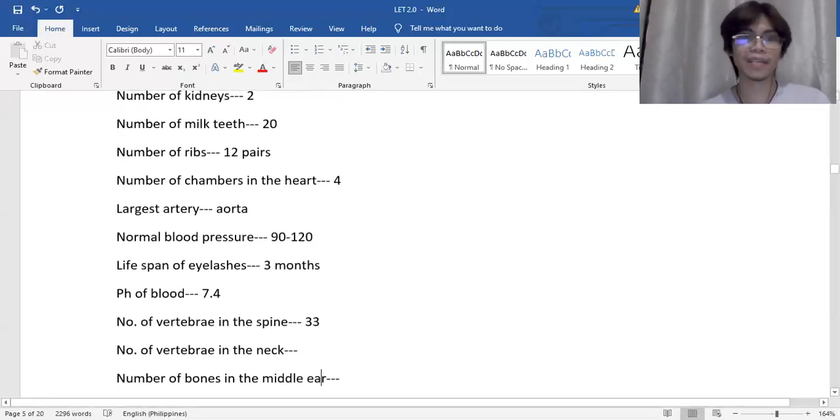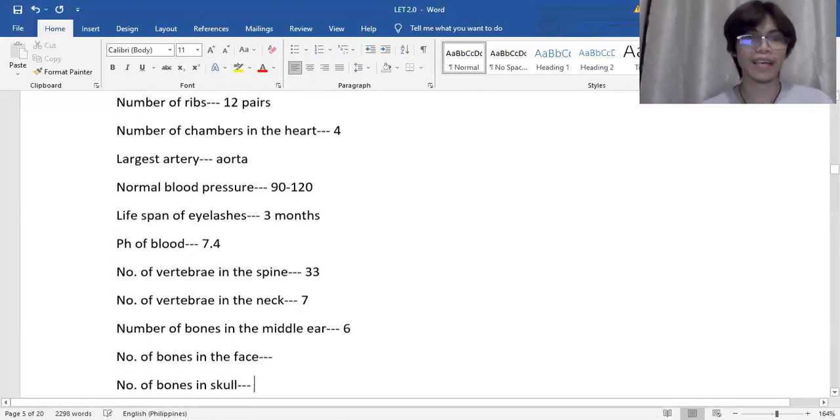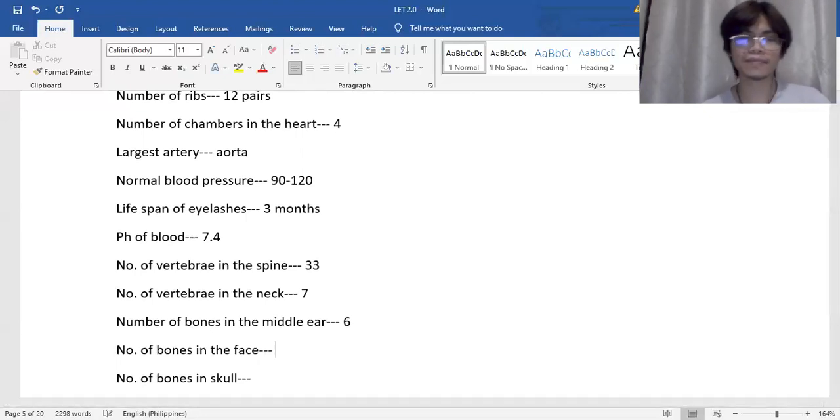Number of vertebrae in the neck? Oh my God, that is 7. Number of bones in the middle ear? If you're going to count both ears, we have 6. Number of bones in the face? I guess 14. Yeah, we have 14.